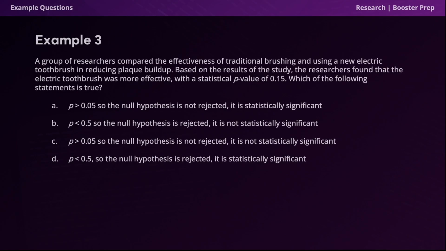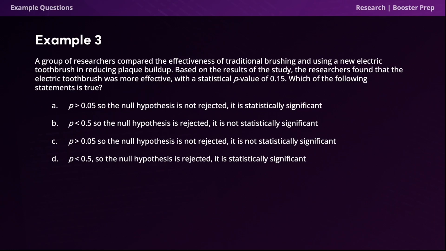And last, we have question number 3. A group of researchers compared the effectiveness of traditional brushing and using a new electric toothbrush in reducing plaque buildup. Based on the results of the study, the researchers found that the electric toothbrush was more effective with a statistical p-value of 0.15. Which of the following statements is true? We have option A, p is greater than 0.05, so the null hypothesis is not rejected, it is statistically significant.